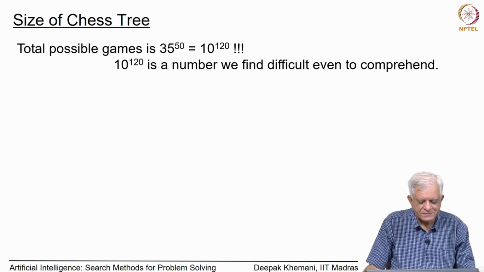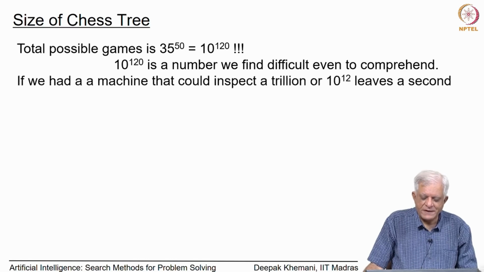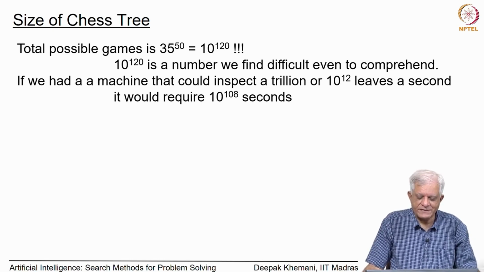too much sense. So, let us assume that we had a very powerful machine that could inspect a trillion leaves a second, that is 10 raised to 12 leaves a second, and as you can see that such a machine would require 10 raised to 108 seconds. So, all you have done is from 120 you have subtracted 12 and you have got 10 raised to 108, and it would require 10 raised to 108 seconds.